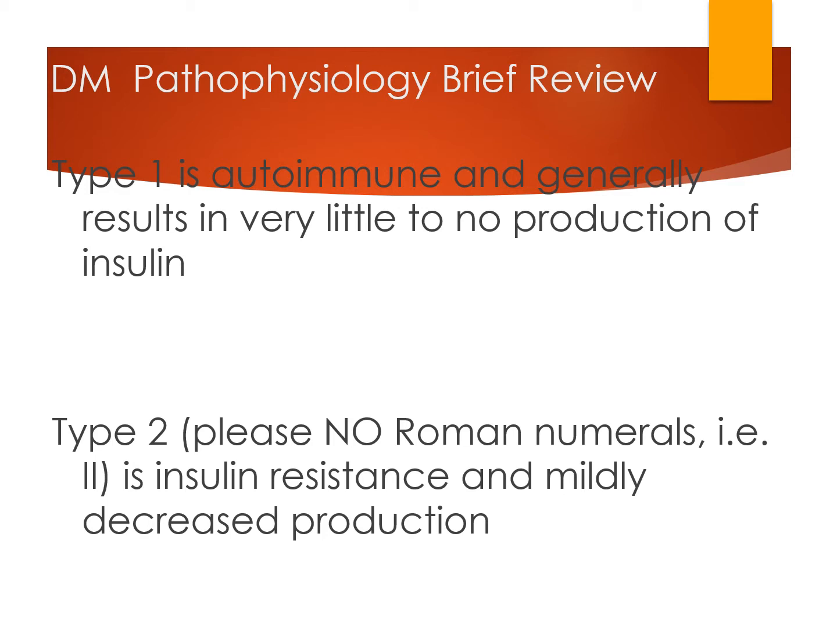So type 2, again, always with the Arabic numeral, never with the Roman numeral. This is what the Diabetes Association says, and this is what we're going to try to do. Just to remind you, these folks almost never get diabetic ketoacidosis. It is almost always type 1s that get DKA. So let's go over some of the basics. And again, mostly we're talking about type 2 here.